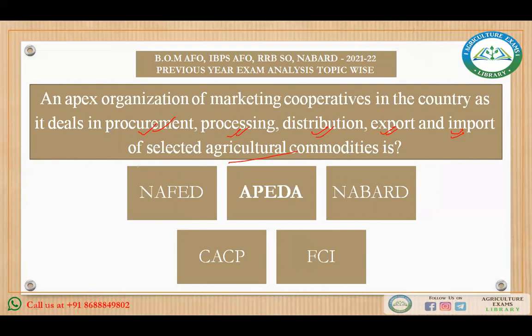You know the function of the CACP, it recommends the MSP. Regarding NABARD, this is a financial institution.